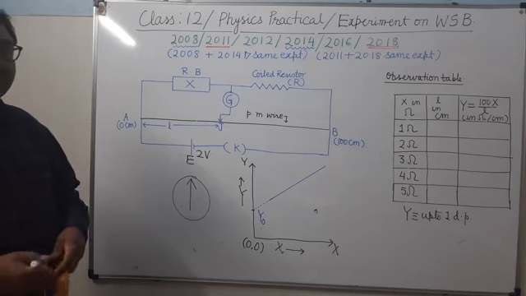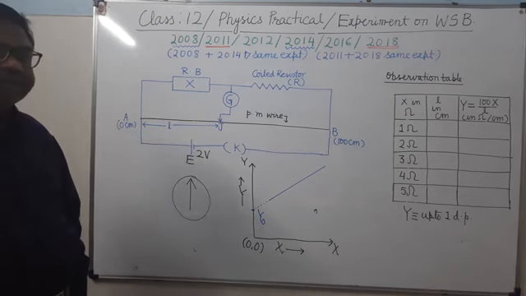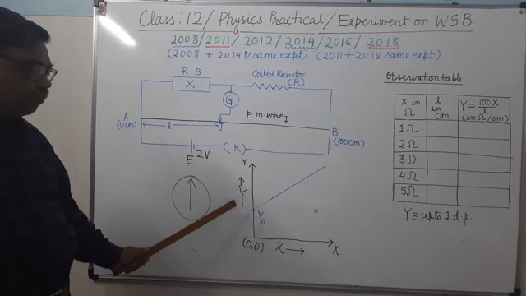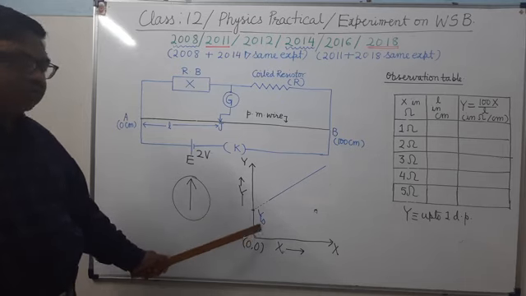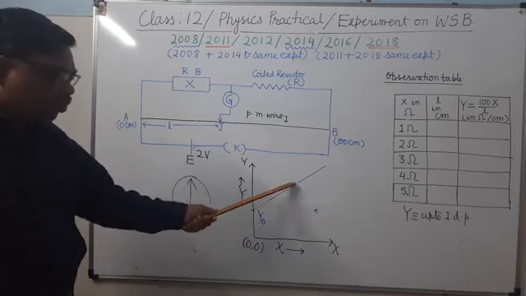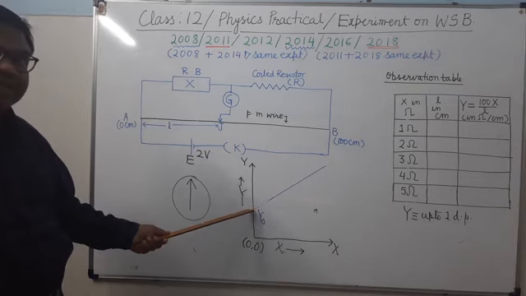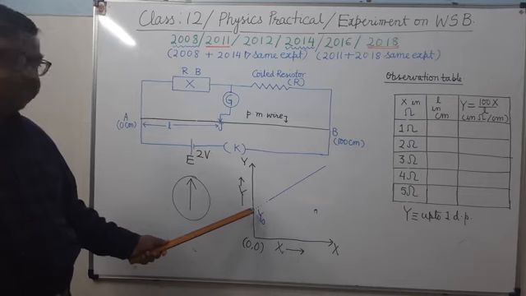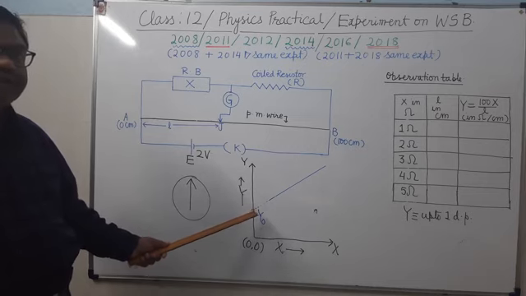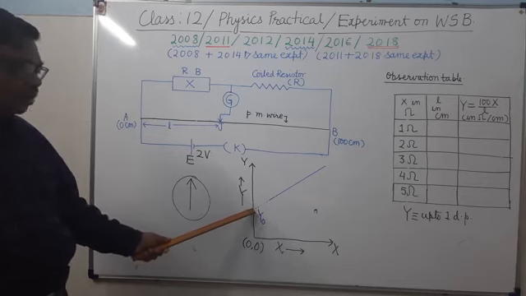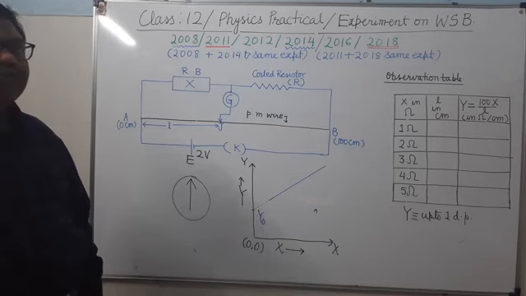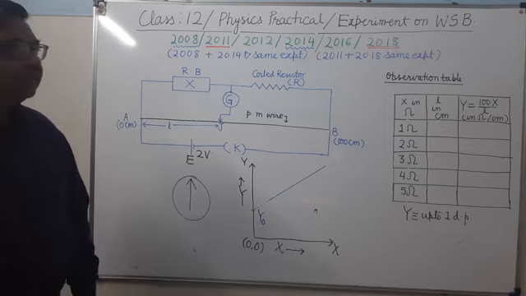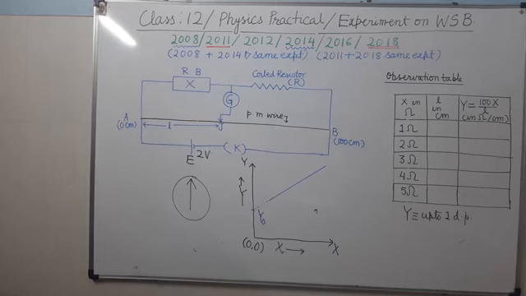After plotting the graph, you have to determine the intercept. The value of Y when X equals 0 means you produce the line back in this direction till it meets the Y-axis. The point where it cuts the Y-axis will be the Y-intercept. You record this value, that value will be Y-naught. It's clear? This you have to do. It's clear? Then one more thing is there in this experiment.